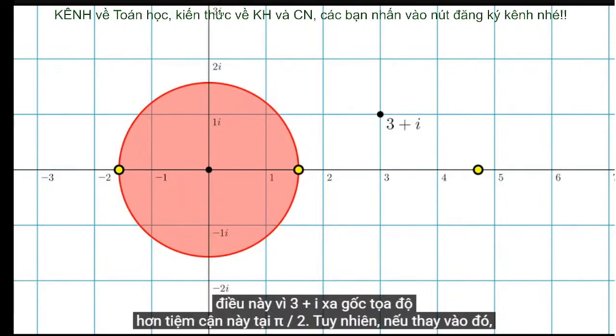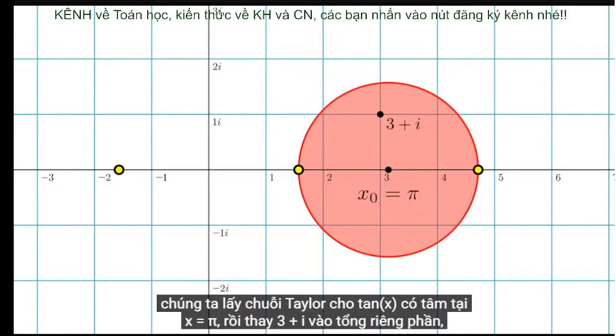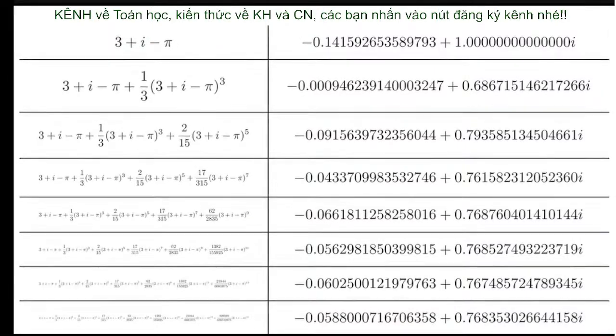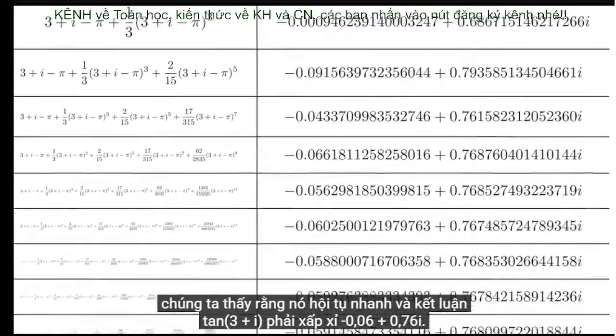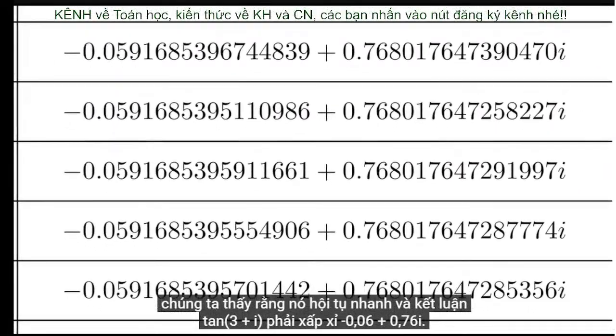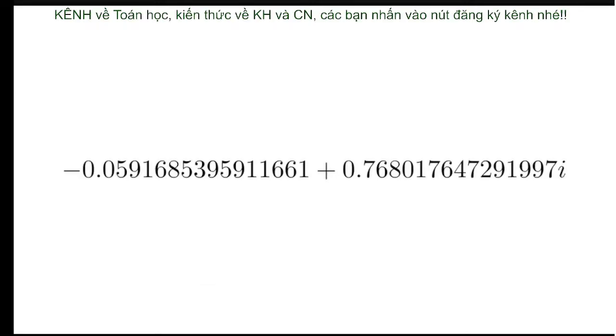However, if instead we take the Taylor series for tangent of x centered at x equals pi, and then plug 3 plus i into the partial sums, we find that it converges rapidly, and conclude that tangent of 3 plus i should be approximately negative 0.06 plus 0.76i.